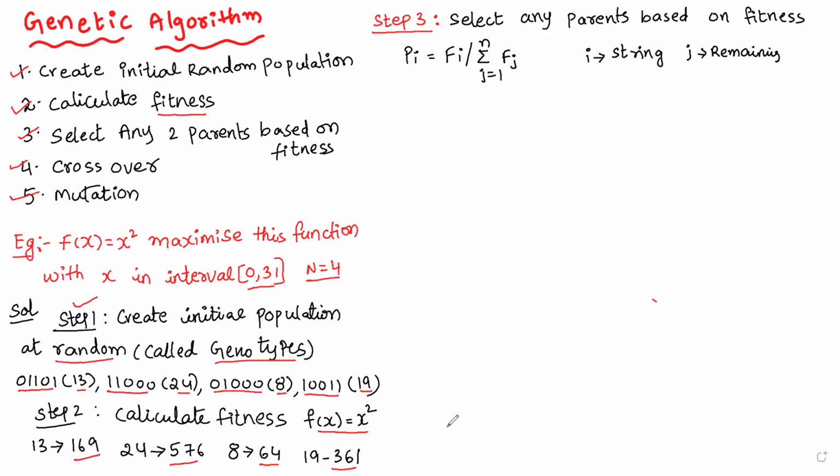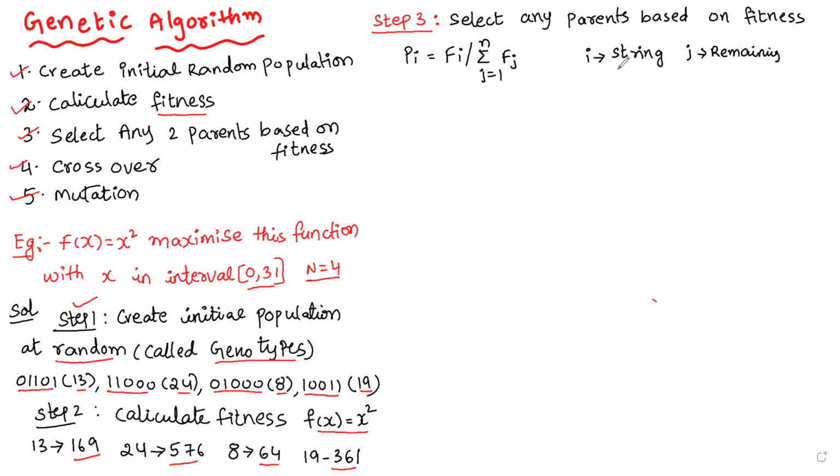Now we go for step 3. What is step 3? Select any two parents based on the fitness. When we select parents based on the fitness, we use this formula: P(i) = f(i) / Σ f(j), where j goes from 1 to n. So now we have the values i and j.